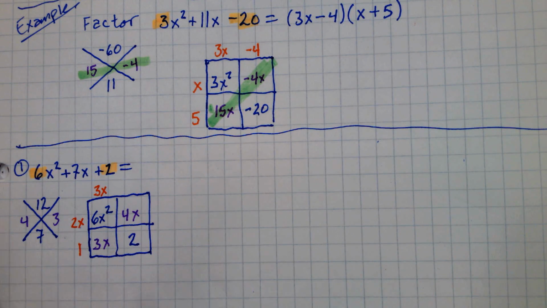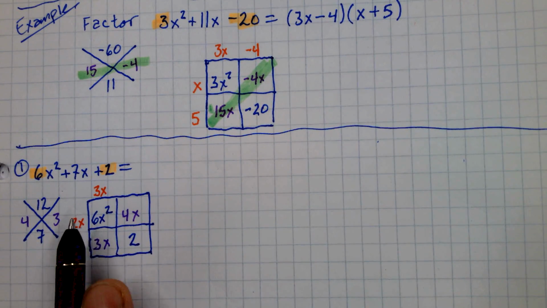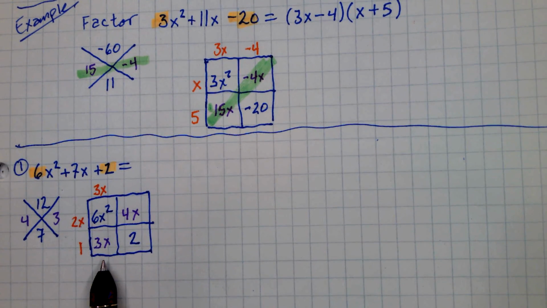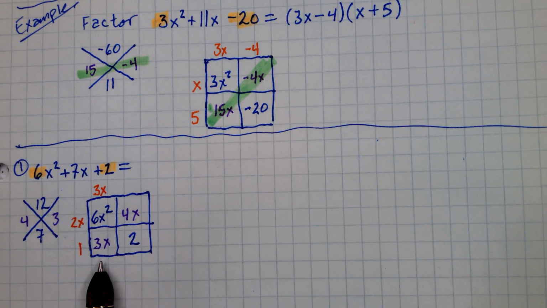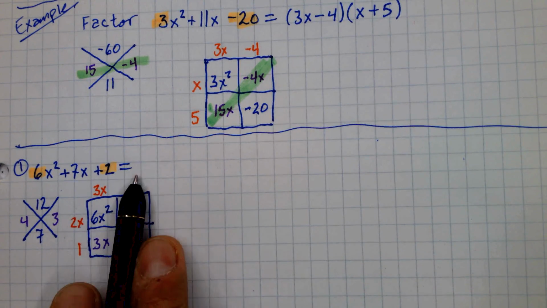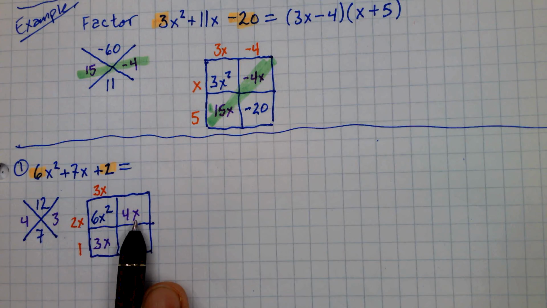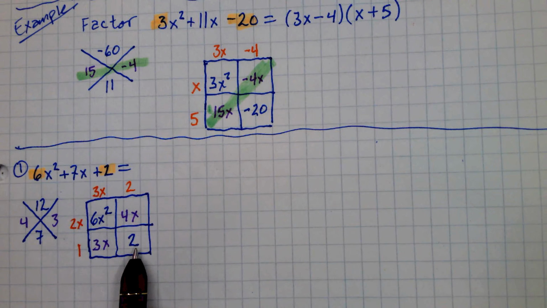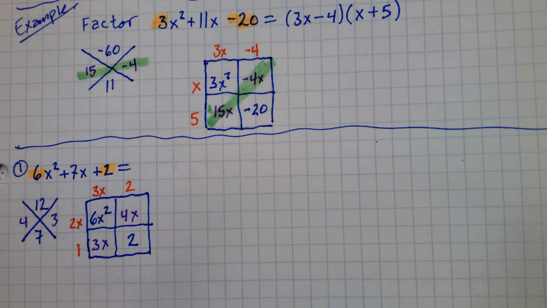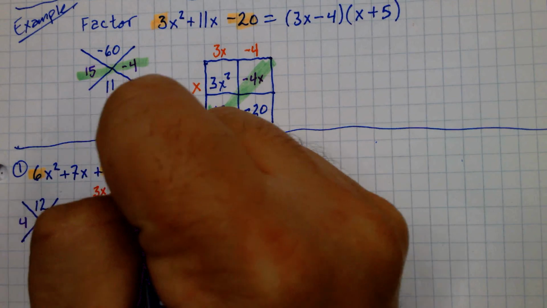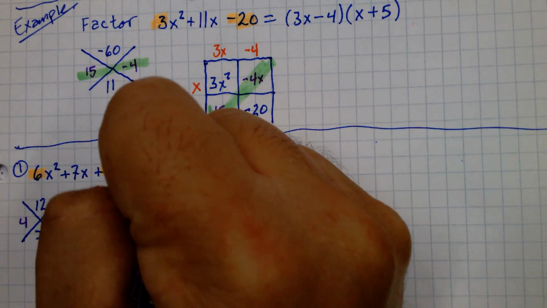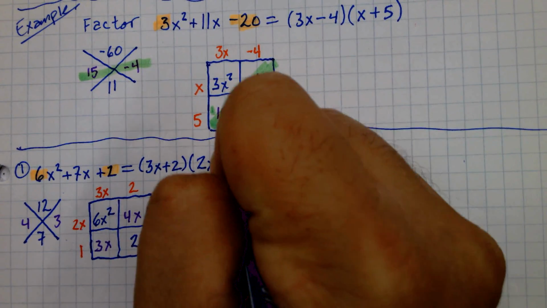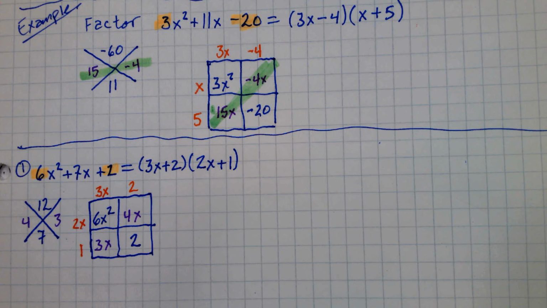And now let's just see. 1 times 3x is, yeah, I got that right. 1 times 3x is 3x. So 2x times what gives me 4x? 2. Let's test it out. 1 times 2 is 2. So I got it right. So I have 3x plus 2 times 2x plus 1. Okay. Any questions?